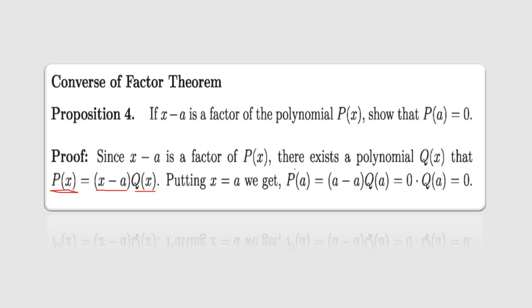Since p of x is a polynomial and x minus a is also a polynomial, and x minus a can divide p of x, the quotient will also be a polynomial. So there exists a polynomial q of x such that p of x equals dividend equal to divisor into quotient. Here the remainder is 0 because x minus a is a factor. Now putting x equal to a, you get p of a equals a minus a times q of a. And a minus a is equal to 0, and 0 into q of a equals 0. That means p of a equal to 0. So our proof is complete now.